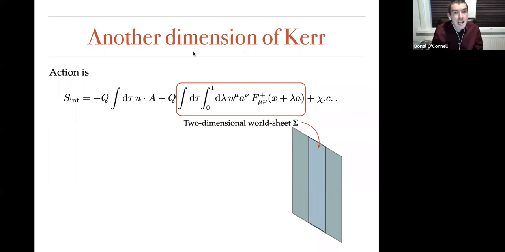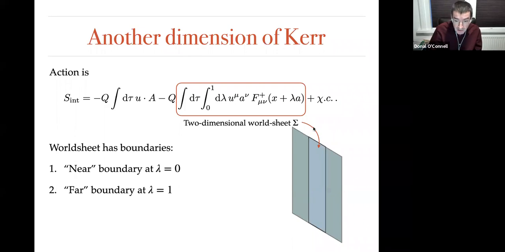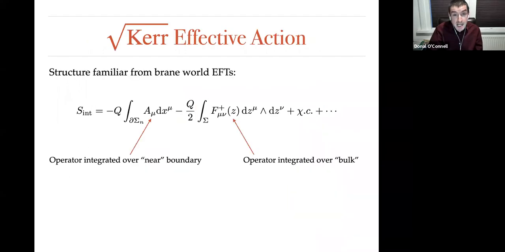Now, this world sheet, well, it's a little bit funny, but it has two boundaries. I'm going to give them names, right? So there's the boundary, which I'll call the near boundary at lambda equals 0. You'll see why I'm using these words in a moment. And a far boundary at lambda equals 1. The structure of this effective action then is a little bit weird, but if you grew up as a phenomenologist like me, it's not amazingly strange. There's two kinds of terms. There's a term you integrate over some boundaries, and there's a term that you integrate over the bulk, the interior of the thing. So it's familiar from sort of brane world scenarios.